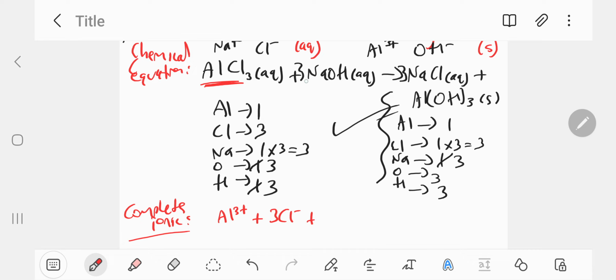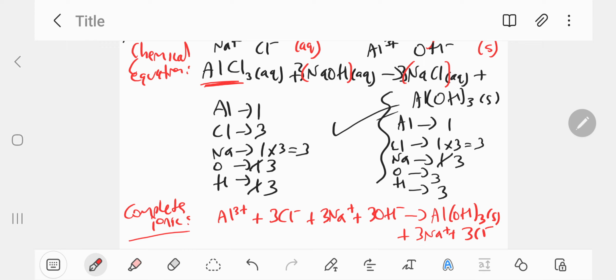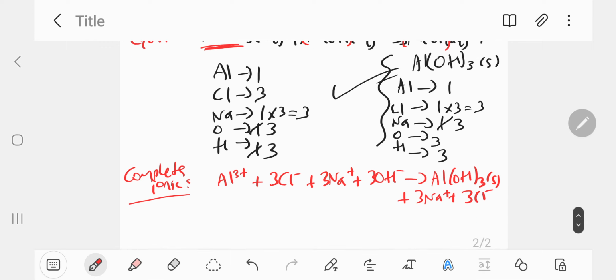Plus 3 Na. So think of this as like 3 times NaOH. So there's 3 Na plus, 3 OH minus. That makes, let's write the precipitate Al(OH)3. Leave that alone. Plus, same thing as before here, 3 Na plus 3 Cl minus. That's the complete ionic equation.